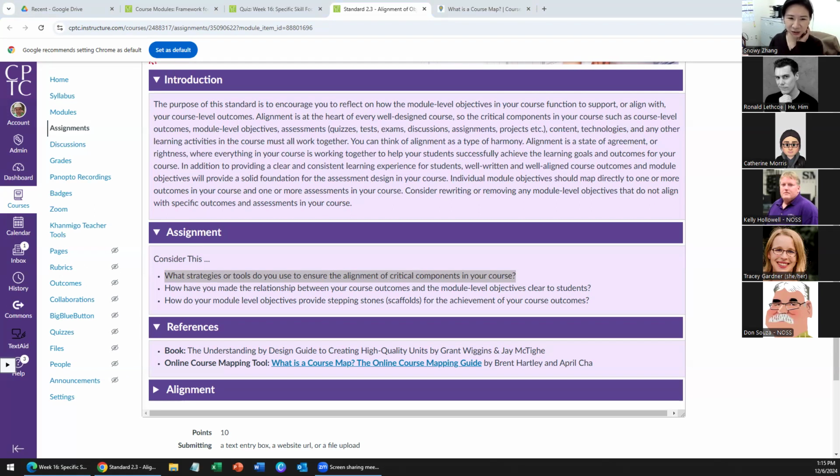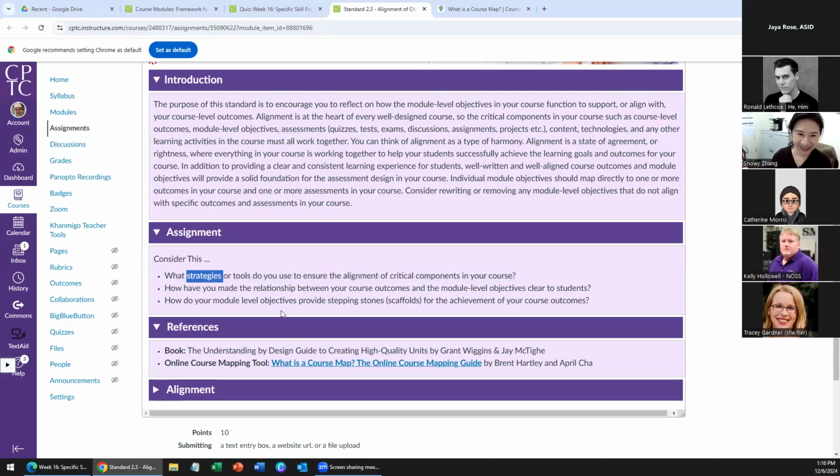I'm not quite sure if tools is the appropriate word to say for ensuring the alignment. Then what about strategies? If it's not a tool, then a strategy. Jaya's got her hand up. Jaya, do you have a strategy or tool that you use?